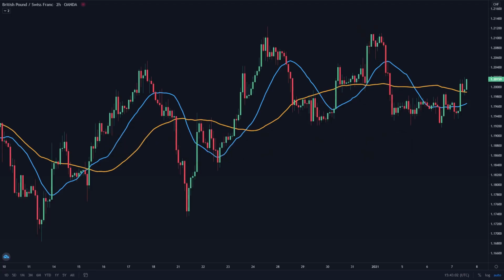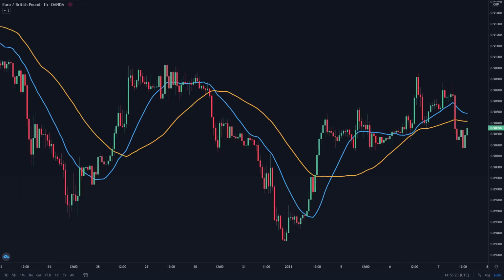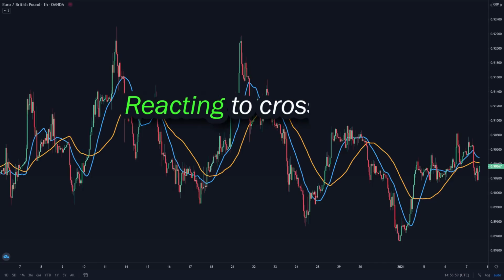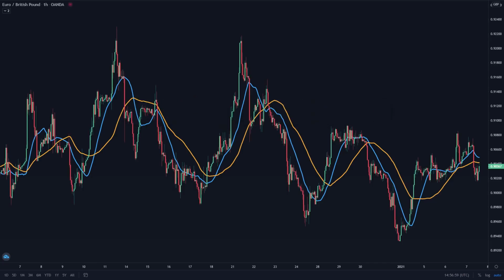So let's look at another pair instead. Here's the Euro GBP. If you zoom out and look closely at the 20 and 50 period, we can actually see that the market tends to react to the crossover. Over here, we can see that the moving average crosses over upwards, and the price followed that signal and made an uptrend. Next, you can see it happening again here. The moving average crosses over downwards, and the price made a downtrend.